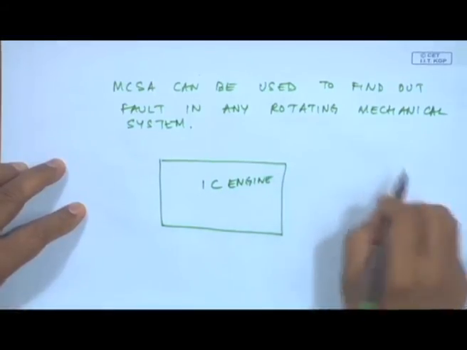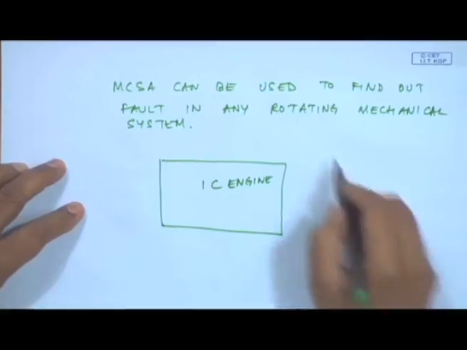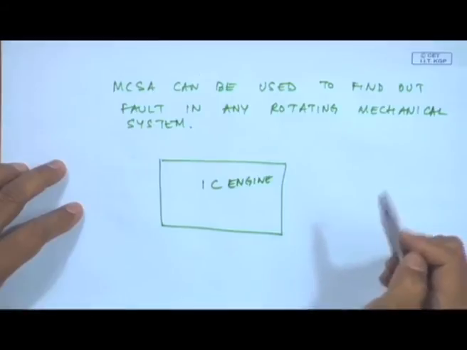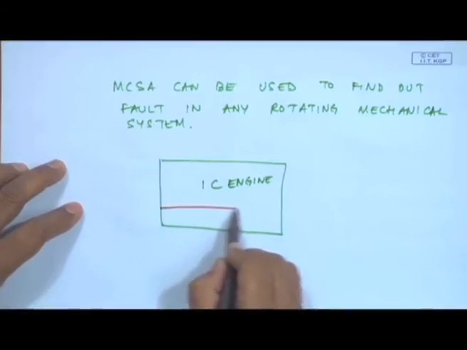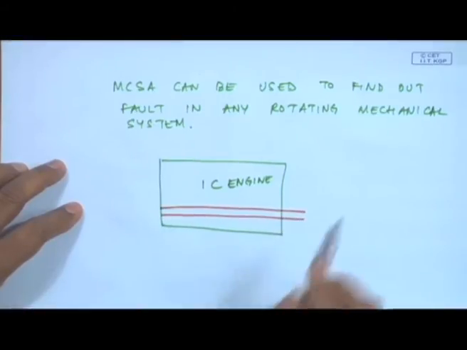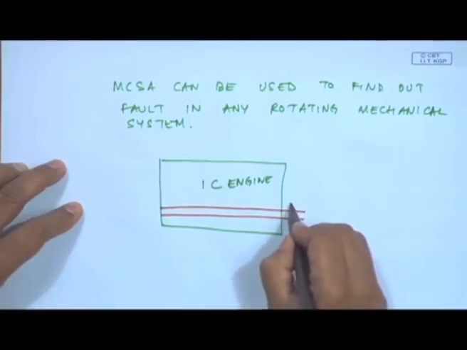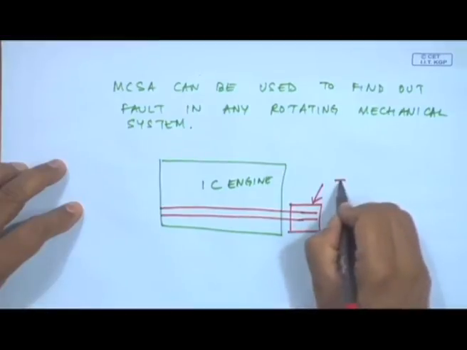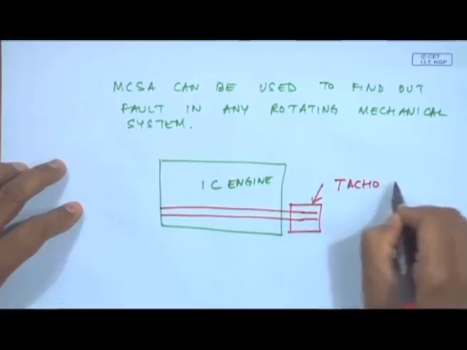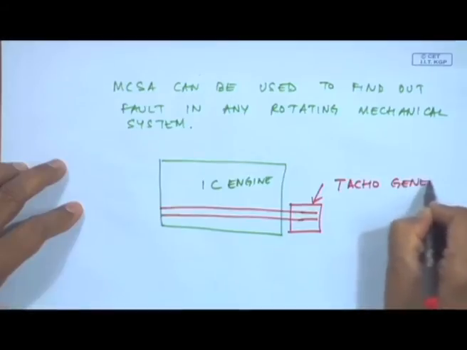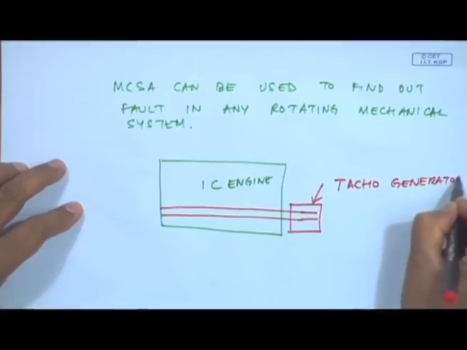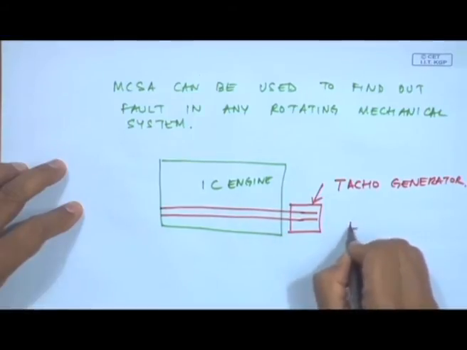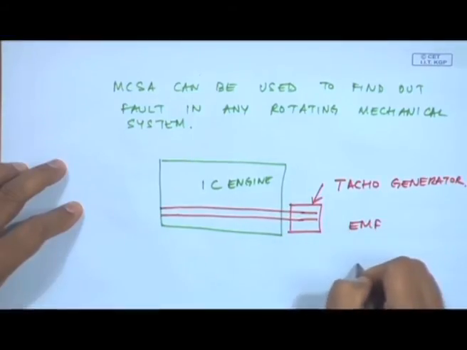Okay. Now, somebody asks me, how do I use MCSA to find out fault in this IC engine. All I can do is, you have a crankshaft. To this you use a tacho, you put a tacho generator. Because of this rotation, the tacho generator is going to produce an EMF.